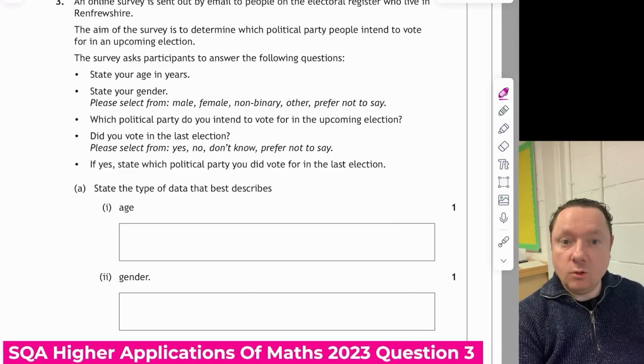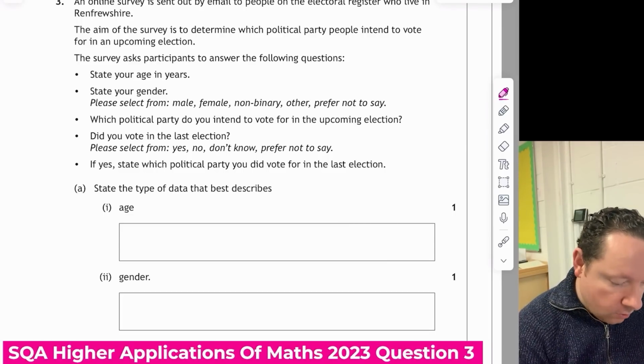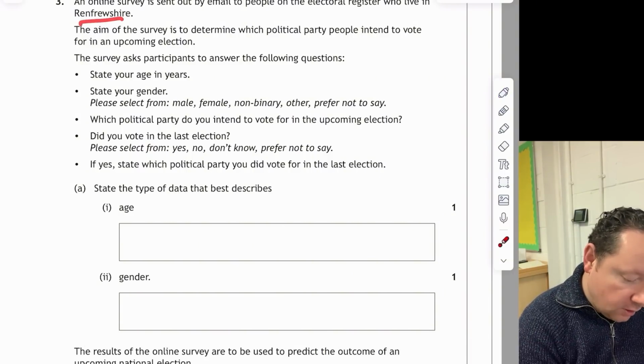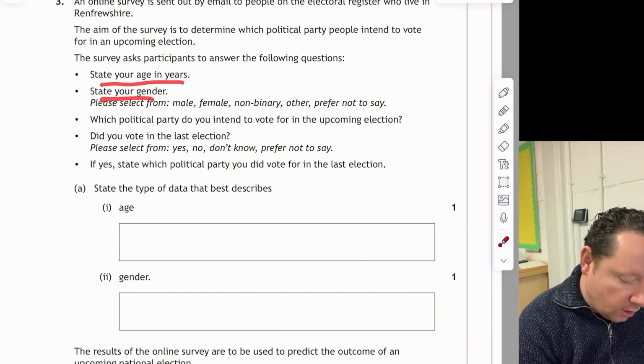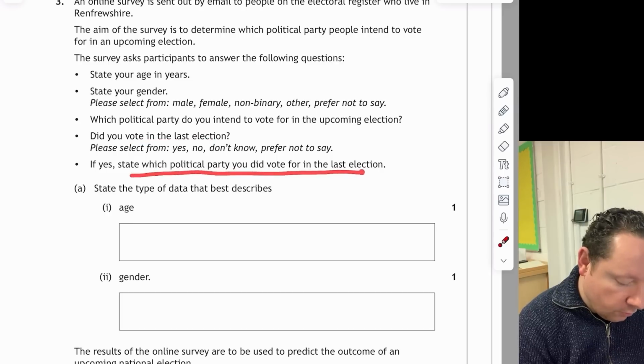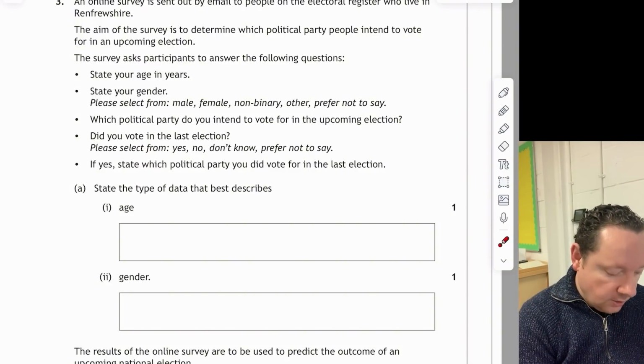We have Application Maths 2023, question 3. An online survey sent out to people by email on the electoral register who live in Renfrewshire. The aim of the survey is to determine which political party people intend to vote for in an up-and-coming election. The survey asks the following questions: state your age in years, state your gender, which political party do you intend to vote for, did you vote in the last election, if yes, which political party did you vote for in the last election. And the question is, state the type of data that best describes age.